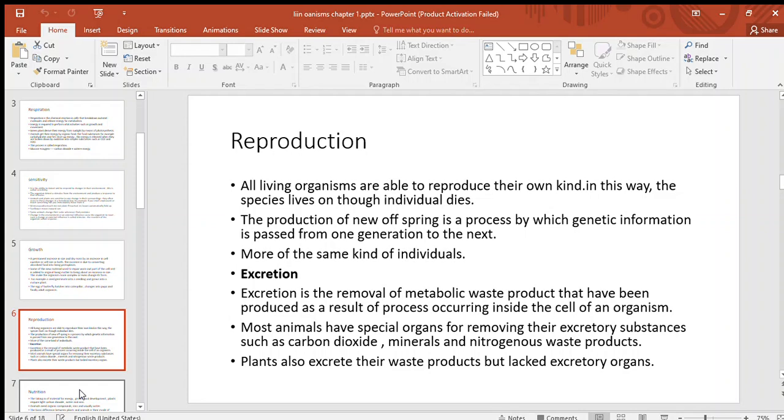Whatever the metabolic waste in the bodies of animals, it can be removed by excretory organs. Most animals have special organs for removing their excretory substances. And these excretory substances are carbon dioxide, minerals, and nitrogenous waste. Plants also excrete their waste products, but they lack excretory organs. They have no excretory organs.